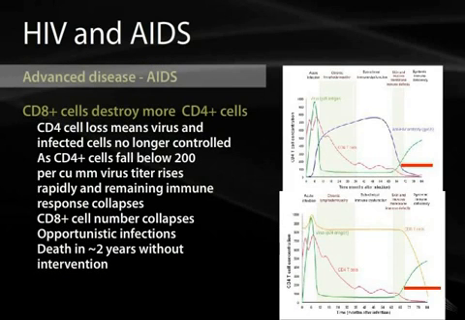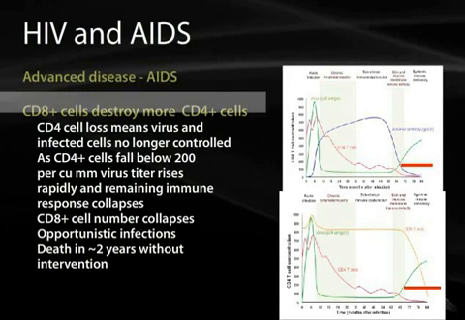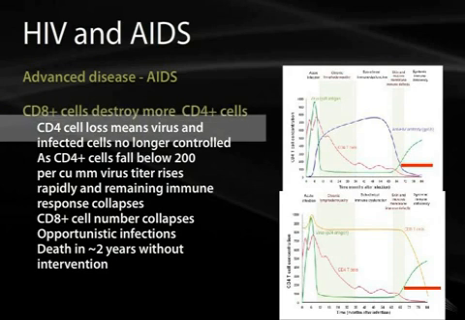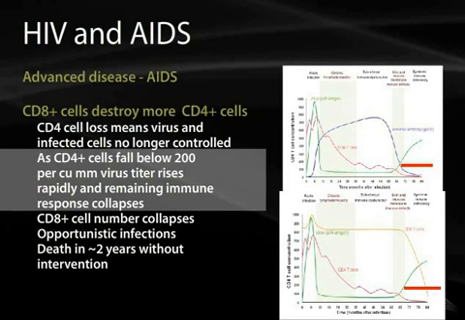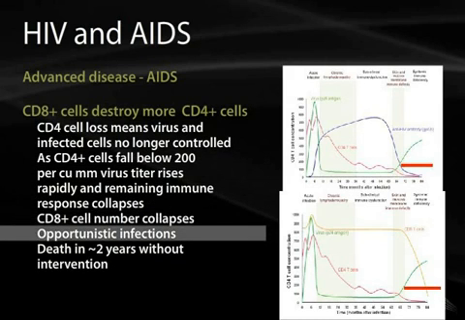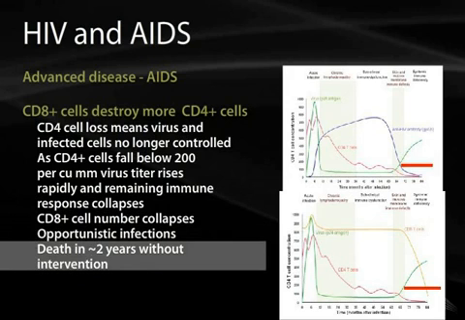Now we've entered into the advanced stage where you have AIDS. CD8 positive cells are destroyed by more CD4 positive cells. The CD4 cell loss means virus and infected cells are no longer controlled. Your CD4 positive cells fall below 200, and the virus titer rises rapidly, and your remaining immune response collapses. Then you get death of the CD8 positive cells, opportunistic infections, and death within 2 years without intervention.